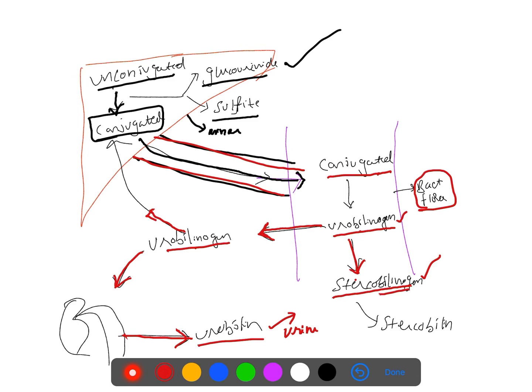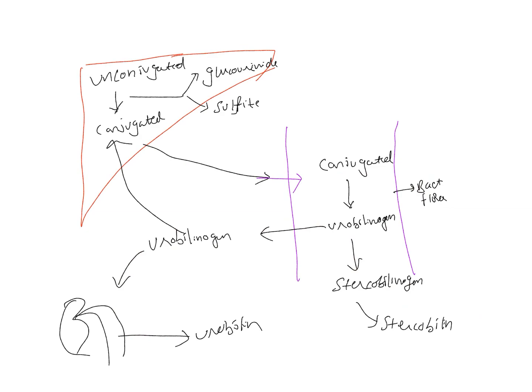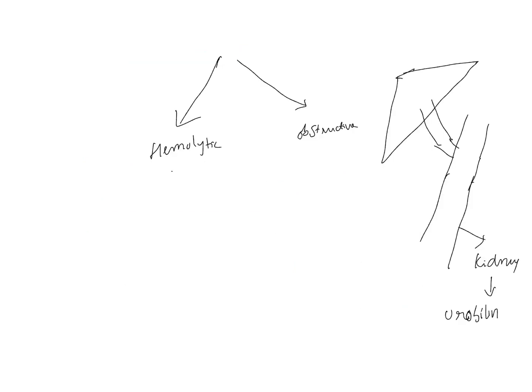The other part is converted in the intestine to stercobilinogen, and this will be excreted in the feces. Once the stercobilinogen comes out of the intestine as feces and is exposed to air, it is oxidized to stercobilin. Same thing: once urobilinogen is excreted through the urine, after exposure to air, it is oxidized to urobilin. This is about bilirubin metabolism.